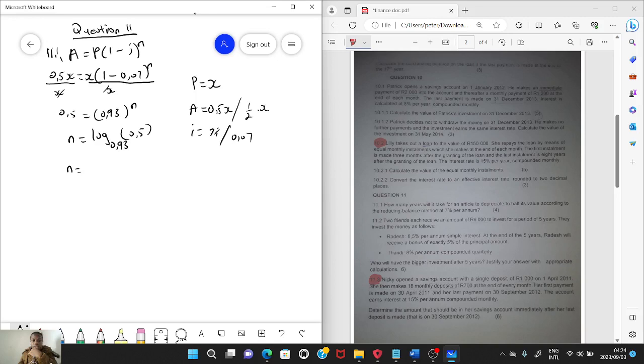So my n is the log of 0.5 base 0.93. Now I have the answer, which is 9.55 years. Yes, since they said per annum, yearly, my n is in years.